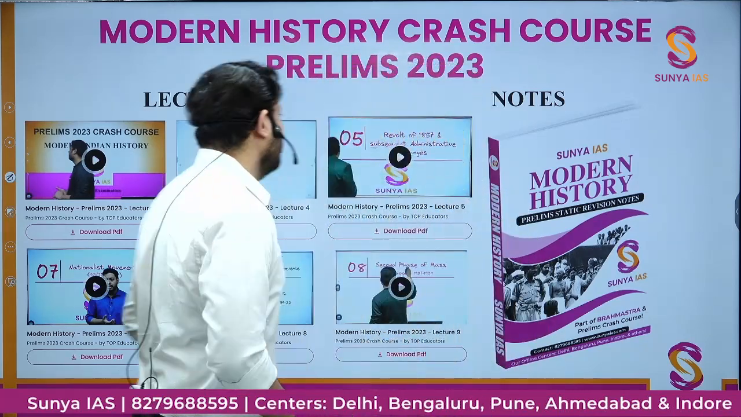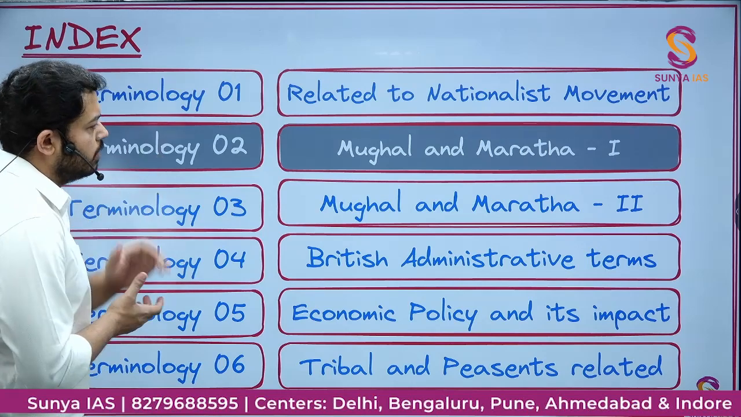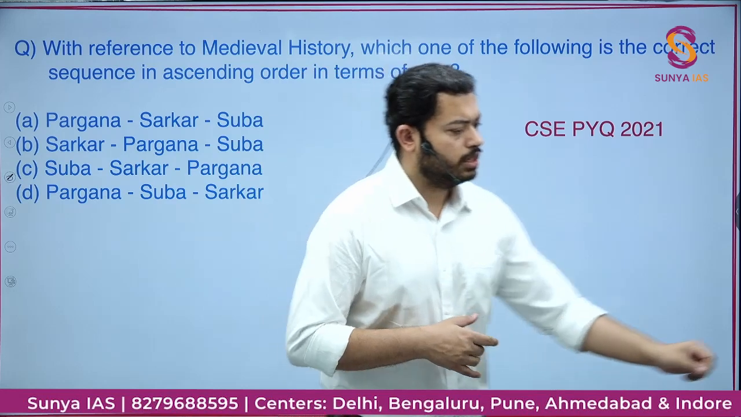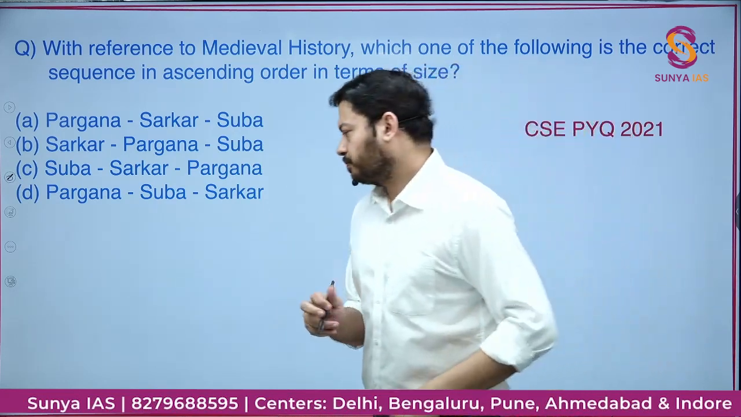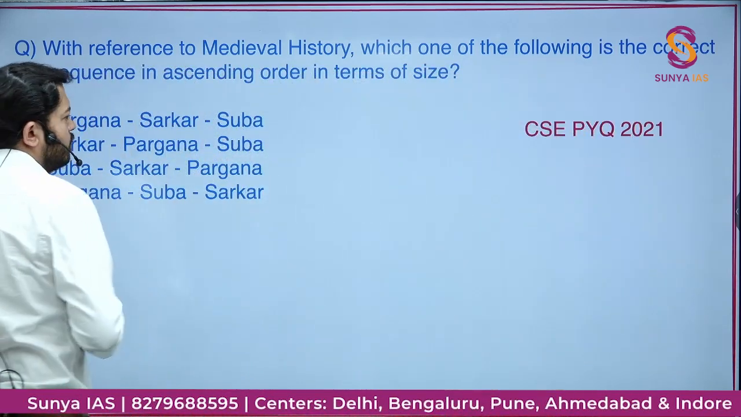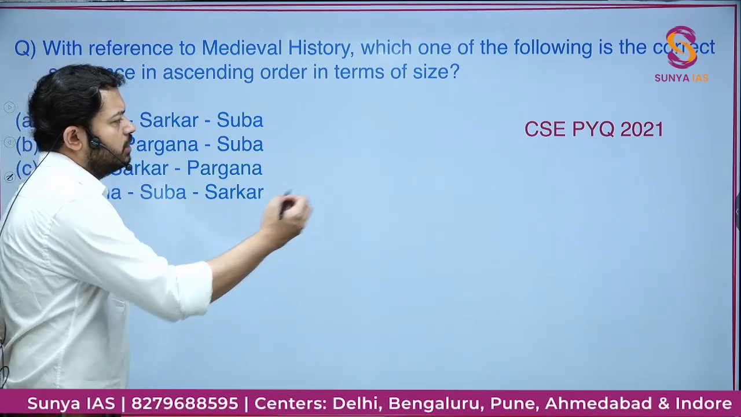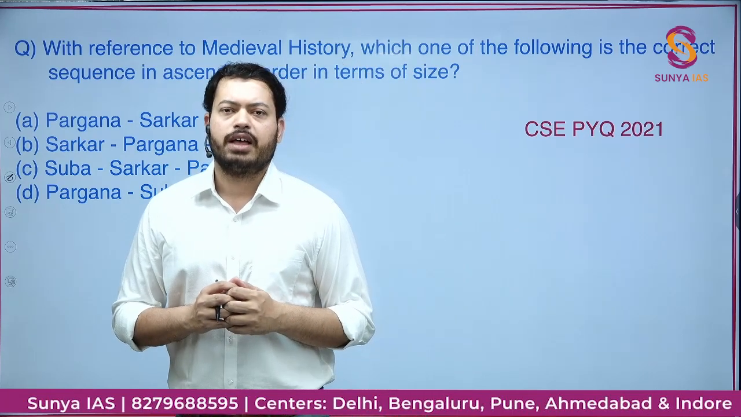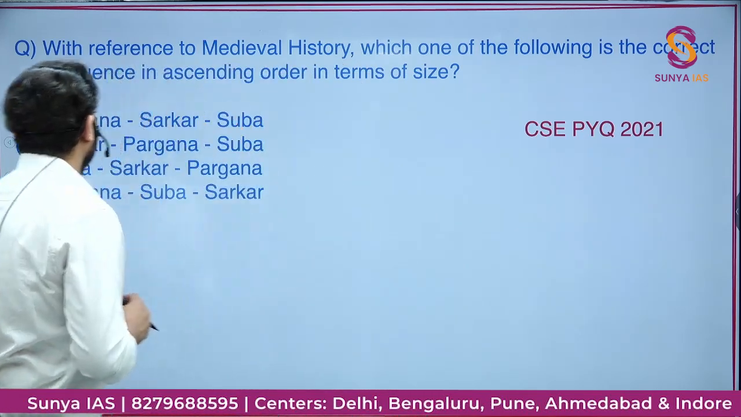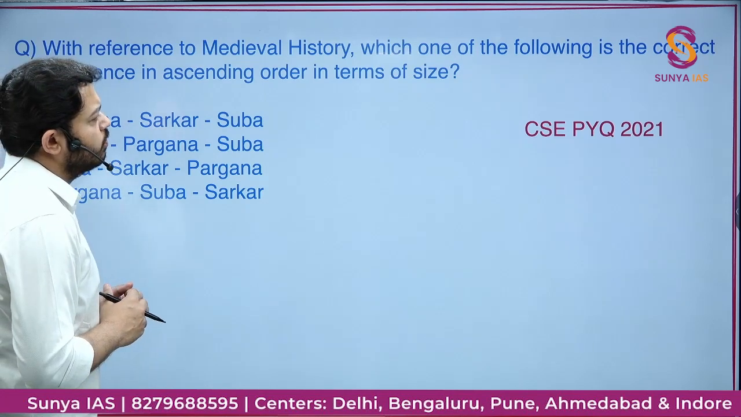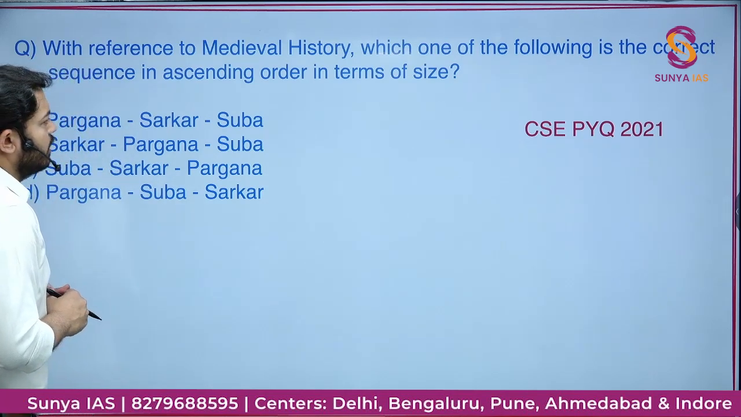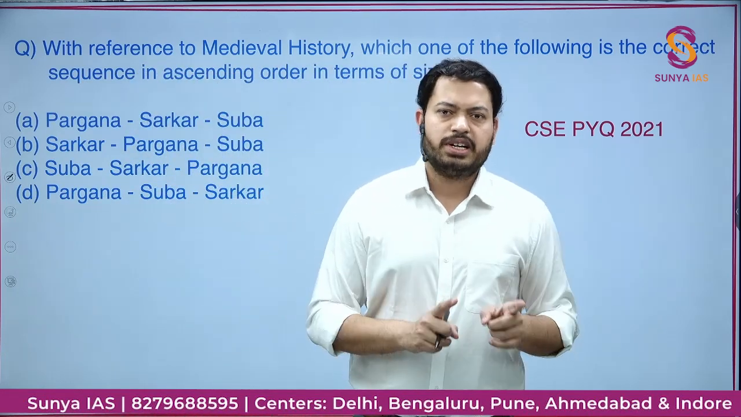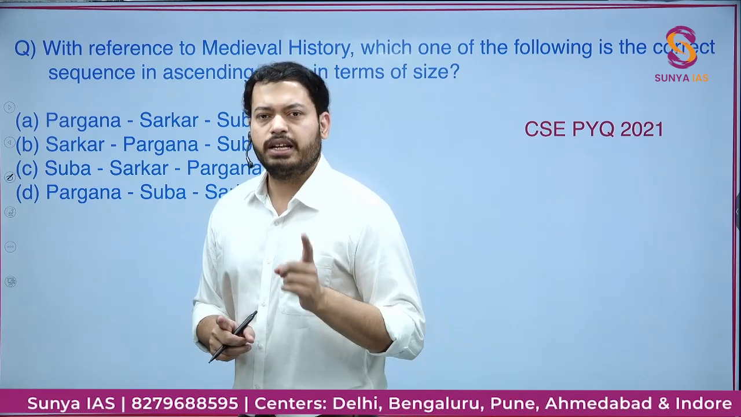Now let's proceed and start with the Mughal and the Maratha first part. Before approaching, let me tell you something very important. In the CSE Civil Service Examination previous year's question in 2021, they asked a very specific question. With reference to medieval history, which one of the following is the correct sequence in ascending order in terms of size? Now this question was asked in medieval history, but this topic is mentioned again in modern history.